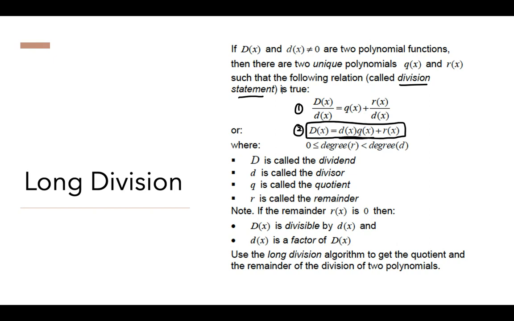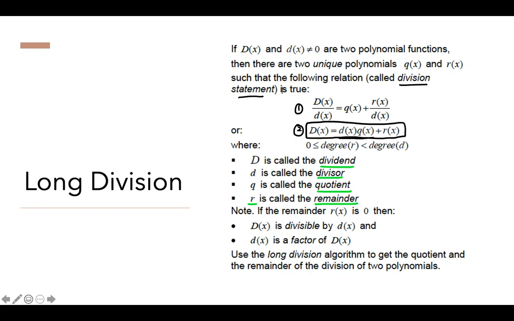Now, keep in mind that the degree of the remainder has to be greater than or equal to 0, but less than the divisor. Again, let's take a look at the acronym. Capital D and small letter d are totally different. Capital D is called the dividend. Small d is the divisor, what you're dividing by. Q is the quotient, your answer, and R is the remainder.